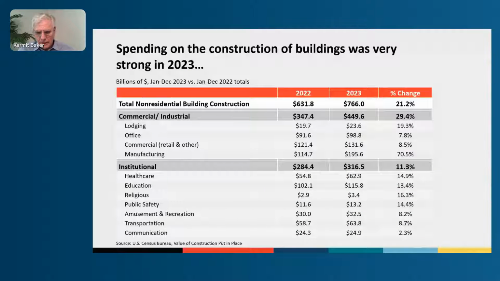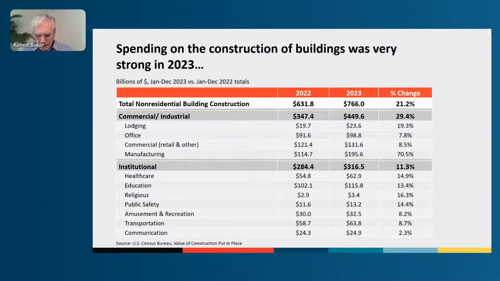A big table of figures looking at construction spending for the year in 2023, and it was a very strong year for construction last year. Spending, as you can see, was up in excess of 20%, almost 30% for the commercial industrial side, about 10% for institutional. Particularly on the commercial industrial side, there were just a few key segments that were driving that growth. In particular, the lodging number was very strong, almost 20%. Manufacturing really kind of off the charts with 70% growth.